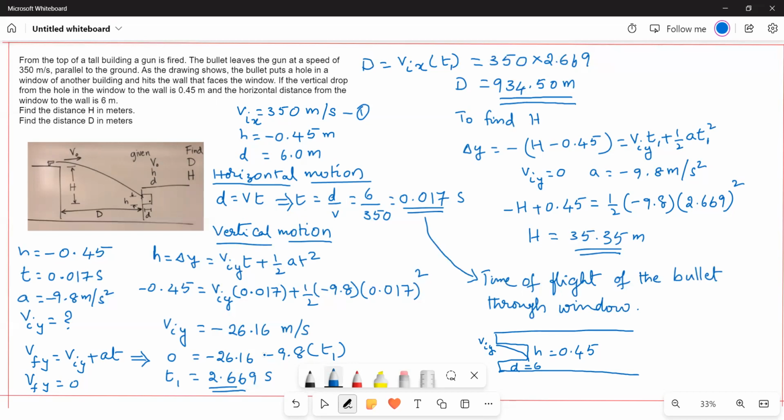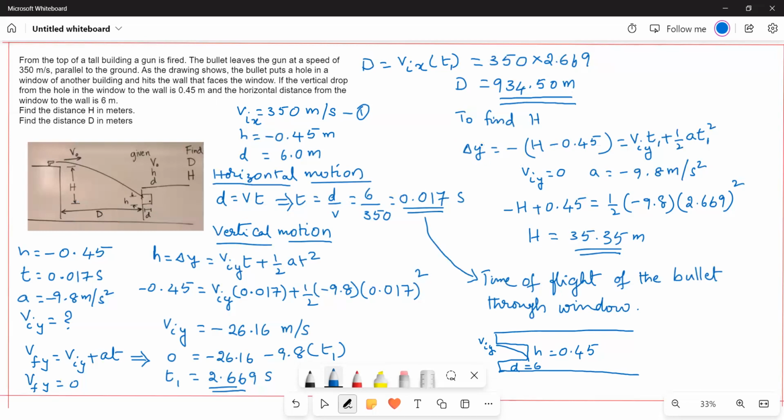Now plug in the value in the displacement equation. As we know, displacement is equal to velocity times t. Therefore, 350 times 2.669 gives 934.5 meters. That is the horizontal displacement of the bullet. That means the distance from this building to the resting point of the bullet is 934.5 meters.